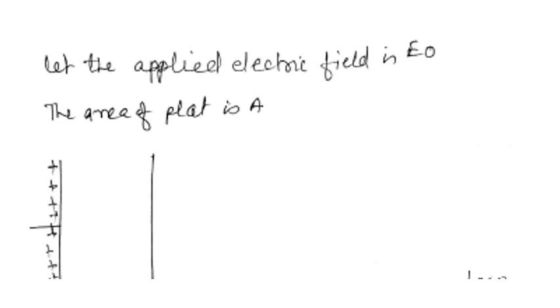Here I have shown a plate, and we applied positive charge. Obviously, if the field is in this direction, then the opposite plate will be negative. We have assumed the area of plate is A and the field is E0.